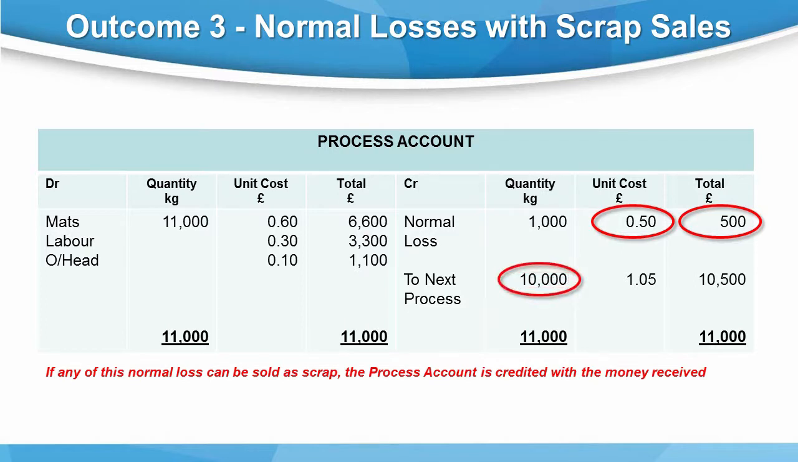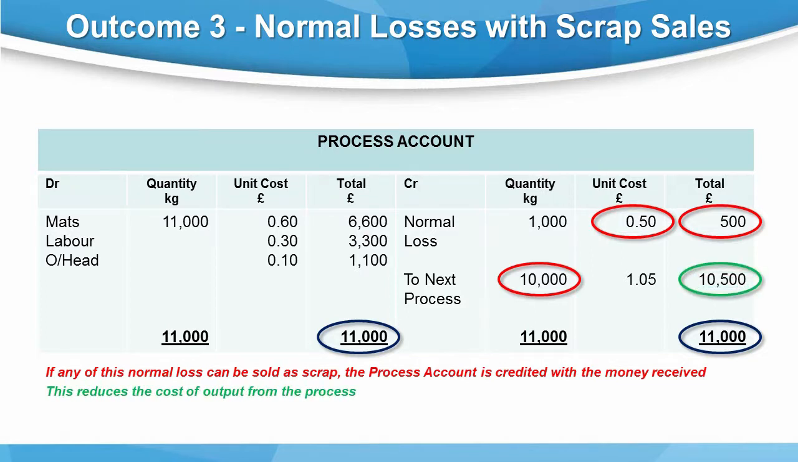Remember that the debit and credit sides of each process account must balance. In this example, the inputs on the debit side cost £11,000, so the outputs on the credit side must also equal £11,000. So to make the debit and credit sides balance here, the cost of good production must be £10,500.